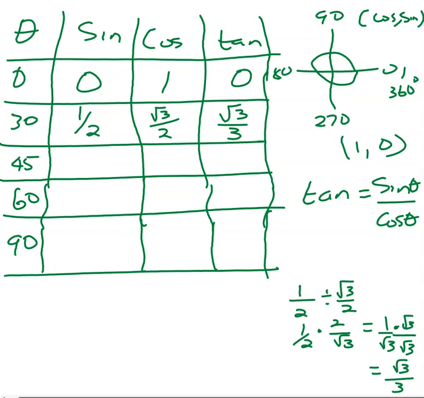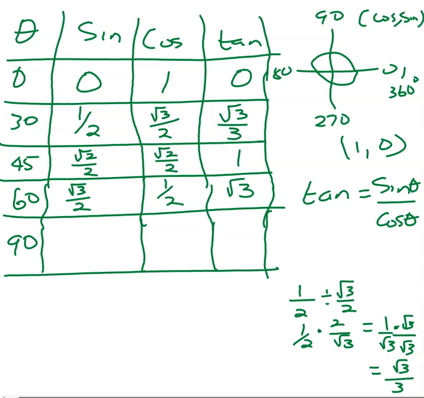Now for 45, sine is square root of 2 over 2. Cosine is square root of 2 over 2. You divide this, it's going to be 1. Now for 60, sine is square root of 3 over 2. For cosine, 60 is 1/2. You divide sine divided by cosine, you're going to end up with square root of 3.